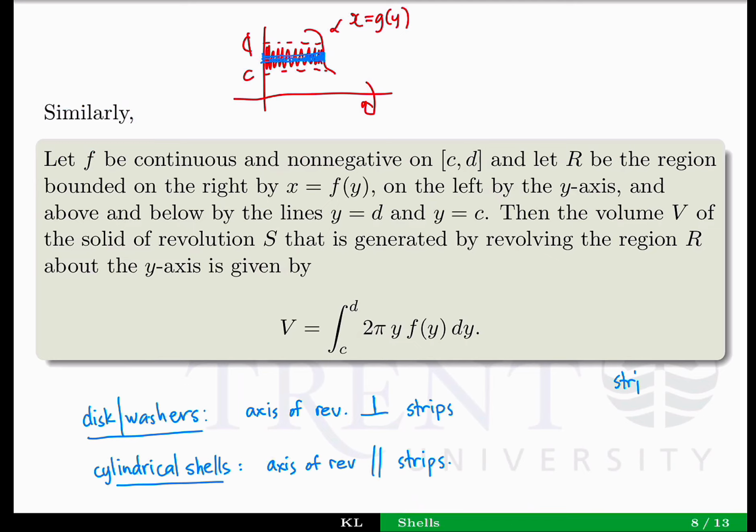Talking about the strips, vertical strips, x is your variable. Horizontal strips, the variable will be y. So it is the orientation of the strips that dictates which variable to use.